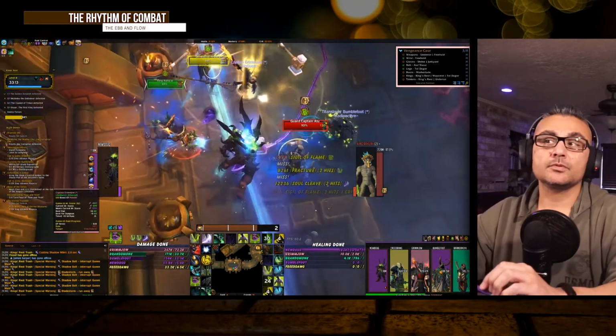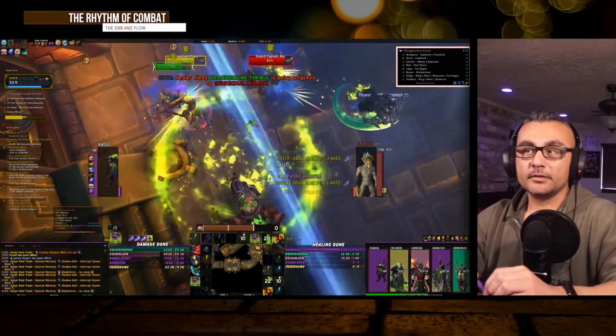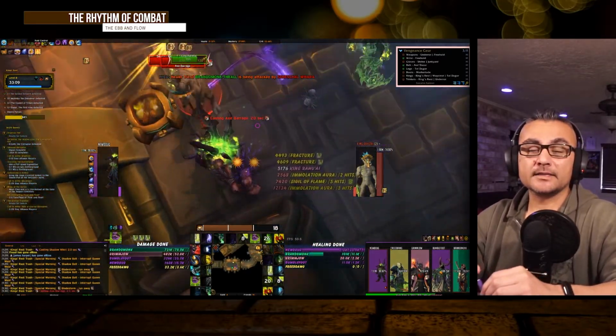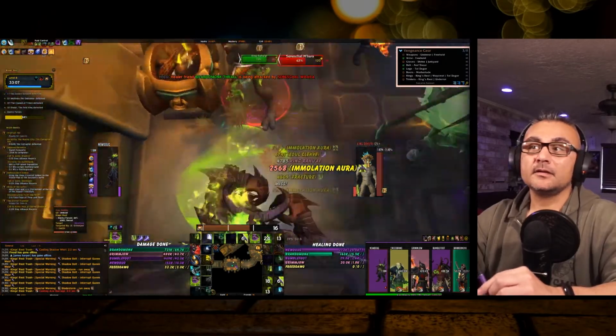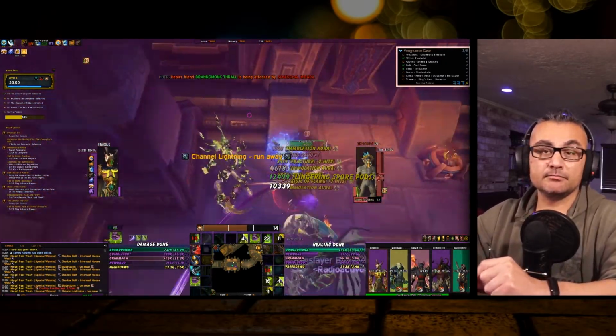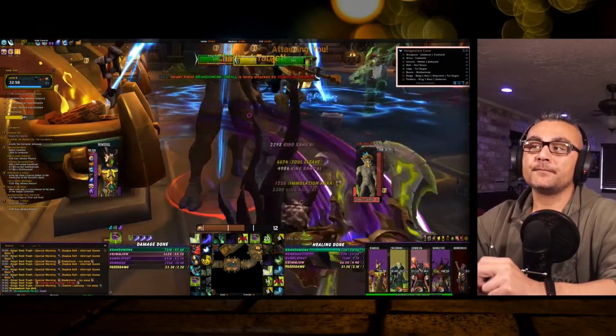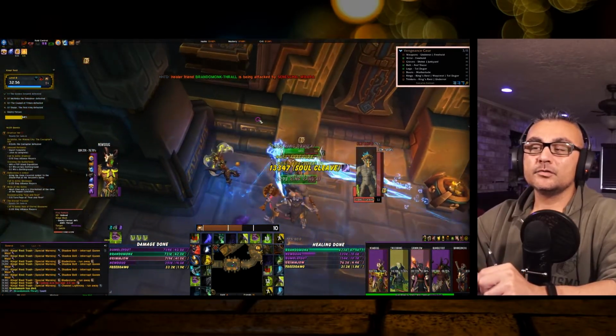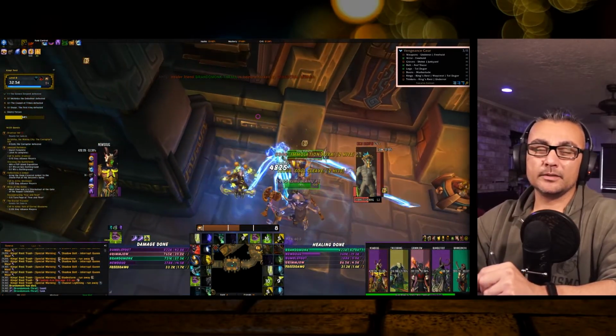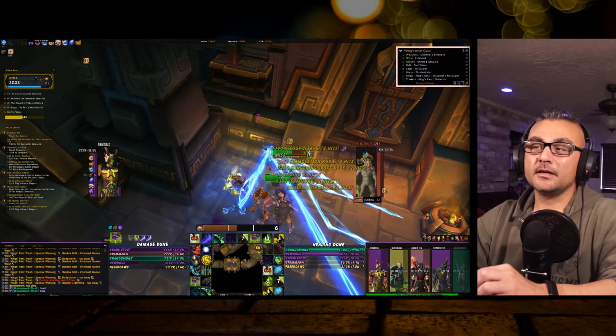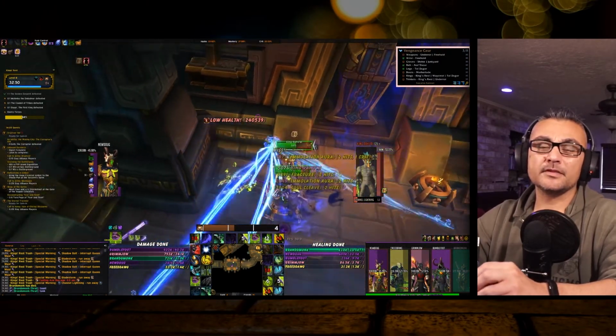doing some chain pulls, pulling 2, 3, 4 packs together and getting your DPS to just burn them all down. You can do this definitely in heroic dungeons. You can easily do it in heroic dungeons, but I'm talking more about Mythic Plus.